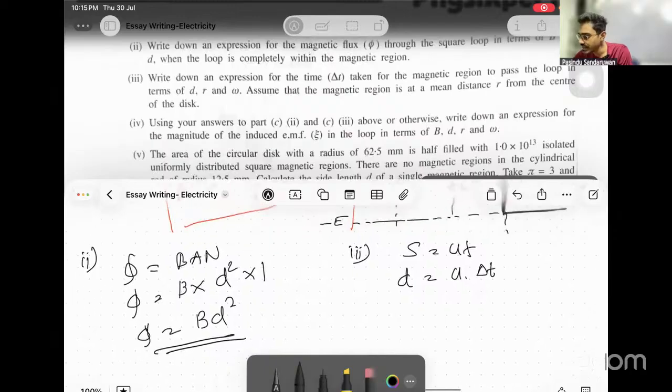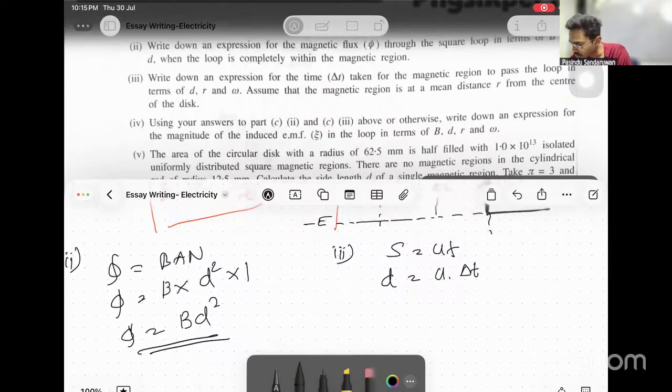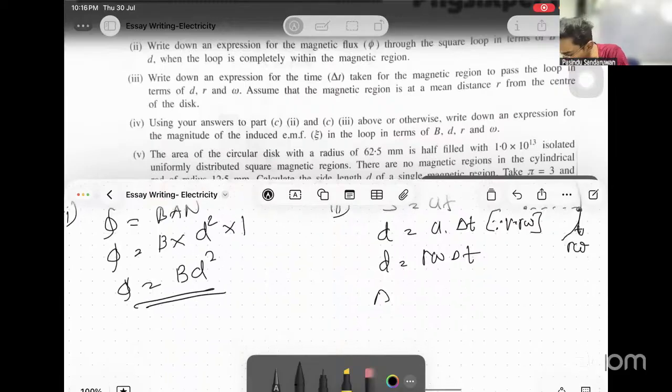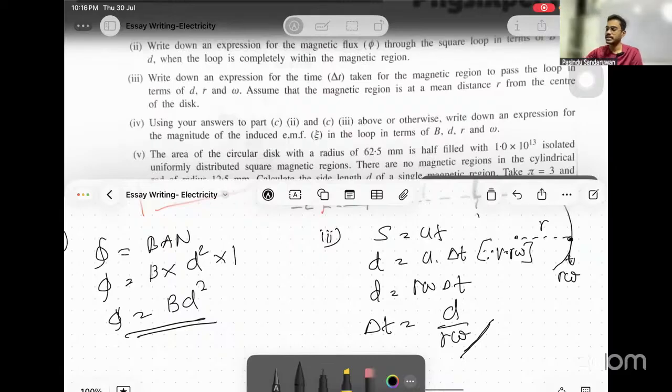Now, if it is at a distance r from the center, we know the speed of the disk at that point is given by r omega. So d equals u times t, where u is r omega. Then r omega delta t equals d, and we need the expression for delta t. Then delta t is given by d over r omega. It is linked to circular motion also.